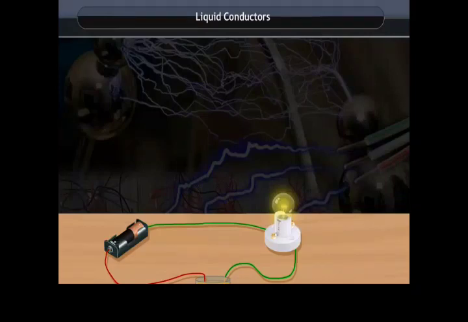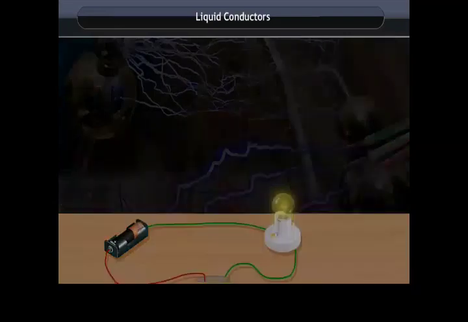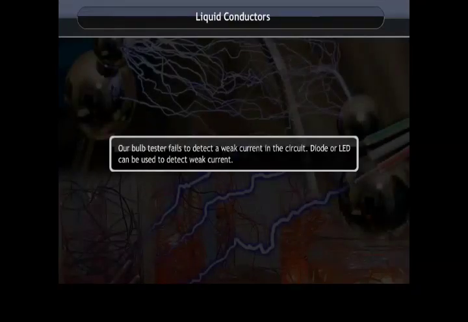The current through the vinegar might be very weak as compared to the metals. So, a weak current cannot generate ample amount of heat, and hence the bulb glows dimmer, and in some cases it does not glow at all. Our bulb tester fails to detect a weak current in the circuit. Diode or LED can be used to detect weak current.